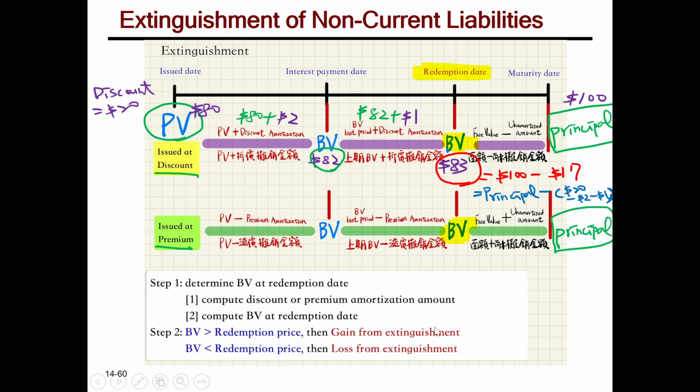Okay, so either way depends on you. You want to go from present value to book value, or from principal to book value, either way. But because for your exercise problems, sometimes they will just give you the information this way. They will just give you $70, the amount. So that's why I mentioned how to get it.